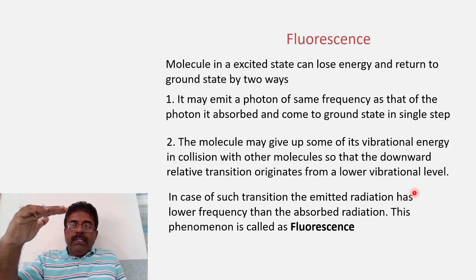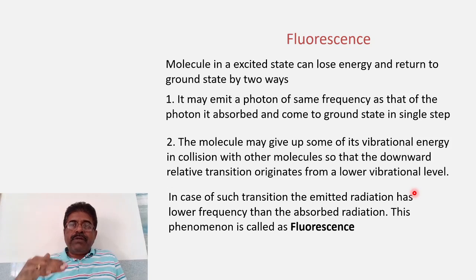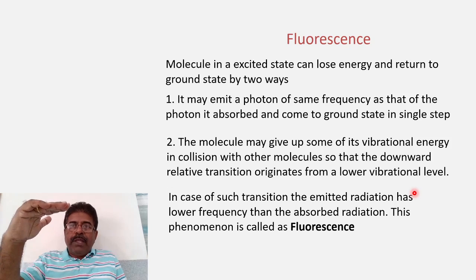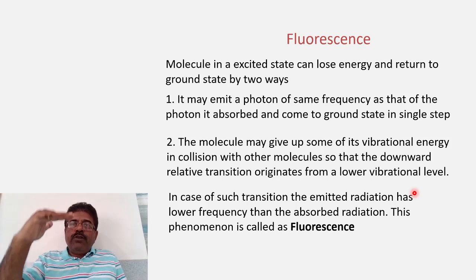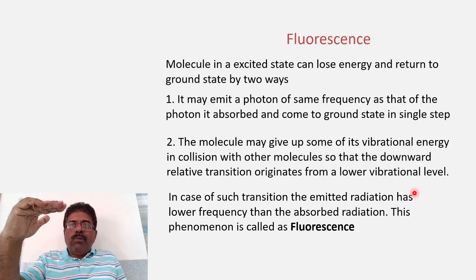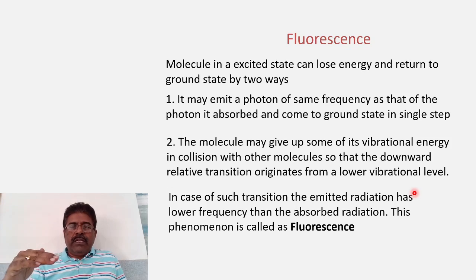what is expected theoretically? From the same level, the molecule should have performed the reverse transition, that means from excited state to ground state. But this is not happening. Why? Because when it goes to the excited state, it performs collisions with some adjacent molecules and loses a small amount of energy. So it will come down to some other lower vibrational level in the excited state, and then it will perform the transition.